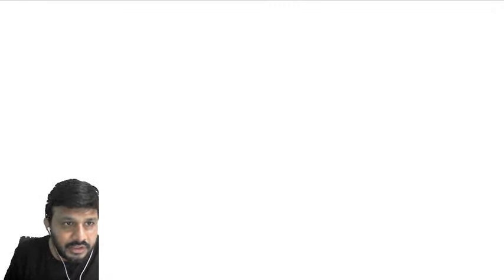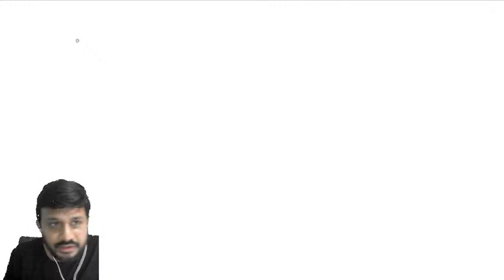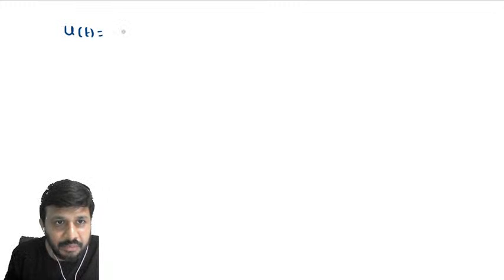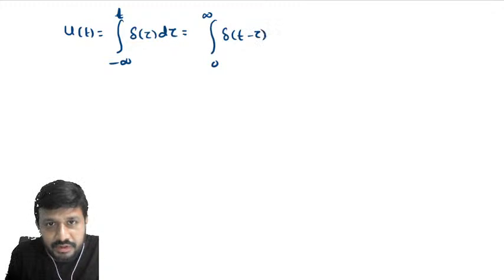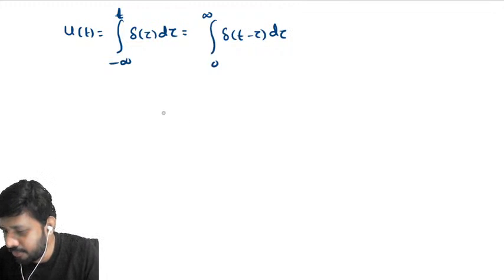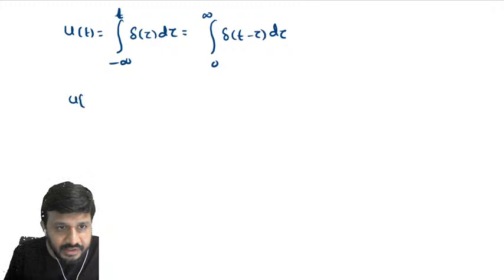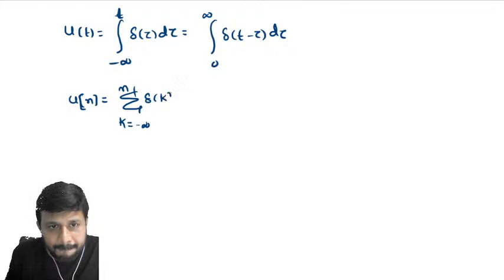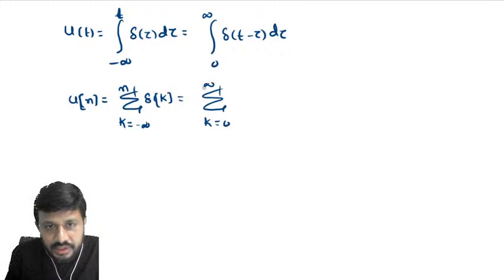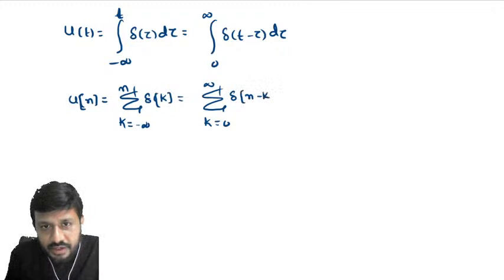Now, yesterday what happened? If you observe, u of t is nothing but integral from minus infinite to t del of tau d tau. So how we modified? 0 to infinite del of t minus tau d tau. Both are same. We proved also. In discrete also we have a similar kind of relation. Summation k varying from minus infinite to n del of k. This is nothing but summation k varying from 0 to infinite del of n minus k.